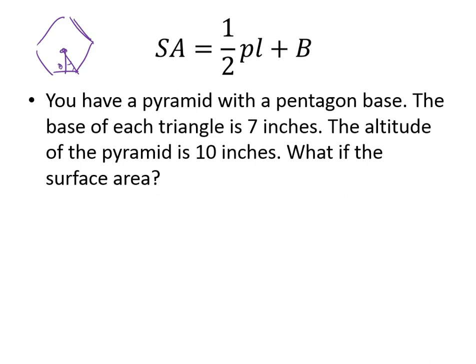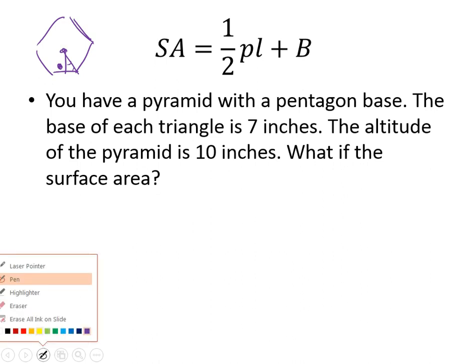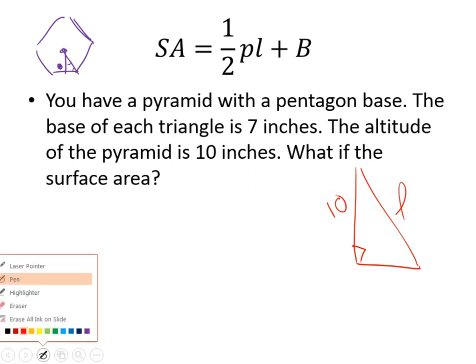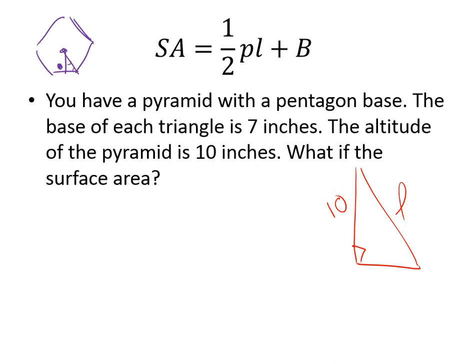You're going to be using your trig to help you find this length right here, which I'm going to identify in purple. Now if you look back at the original shape from a side point of view, here's our height or altitude of 10. We want to find this length right here, that's our L. We've created a right triangle where our apothem will be right there.